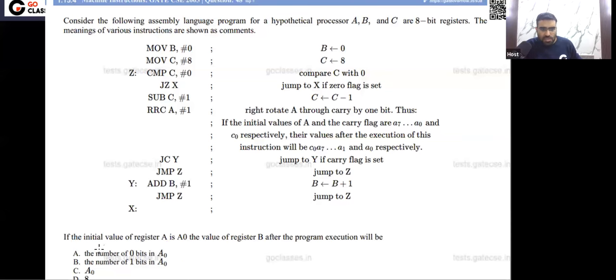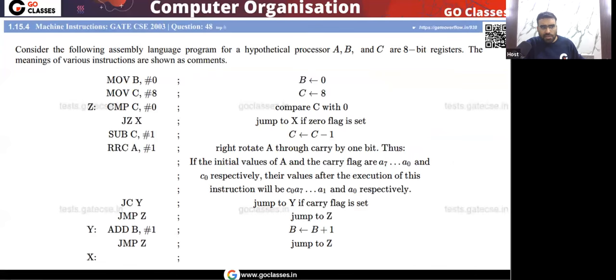These are the options. You can see the value in register B after the program execution will be one of these options: the number of 0 bits in A0, the number of 1 bits in A0, A0 itself, or I can say option D, that is 8. Okay, so this is the question. I hope you understood the question. Now let's solve this question, one by one.